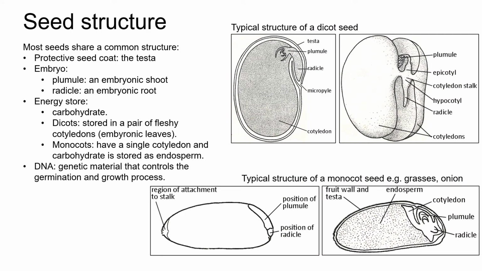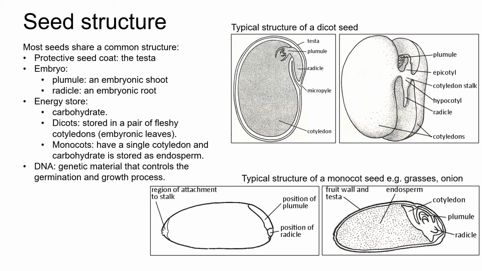So most seeds share a common structure, and you can see diagrams of the typical structures of both monocot and dicot seeds on the right here. All seeds have a protective seed coat called the tester, which surrounds an embryonic plant that consists of a plumule, which is an embryonic shoot, and a radicle, which is an embryonic root.